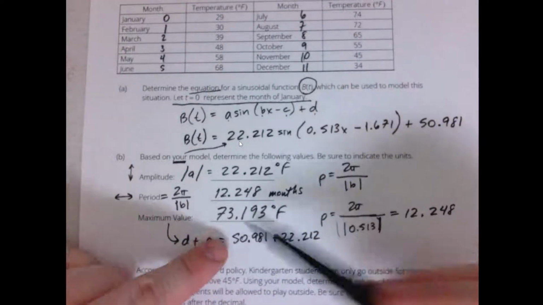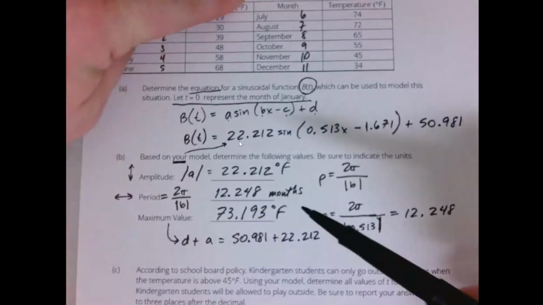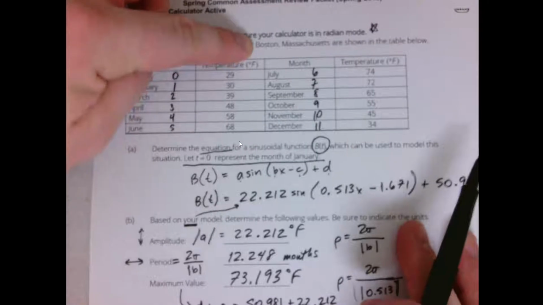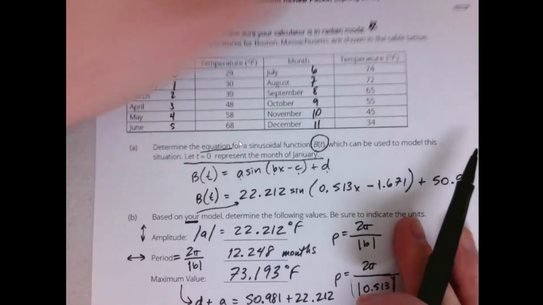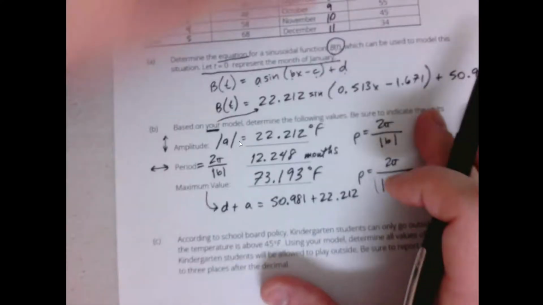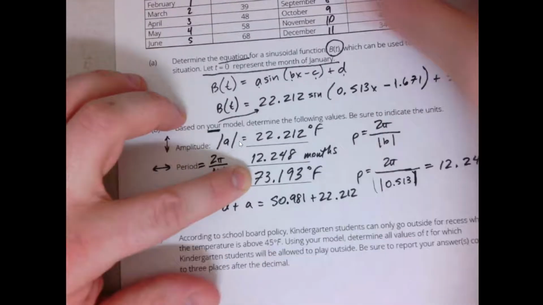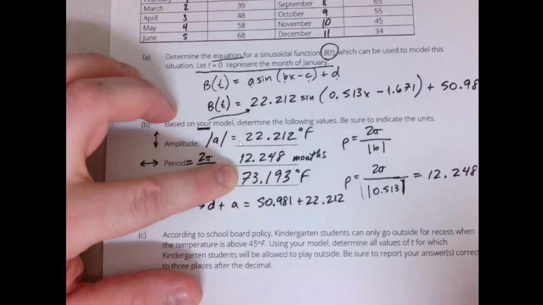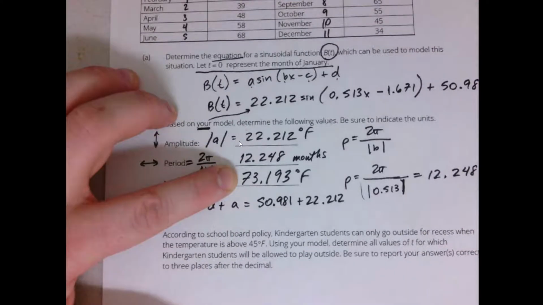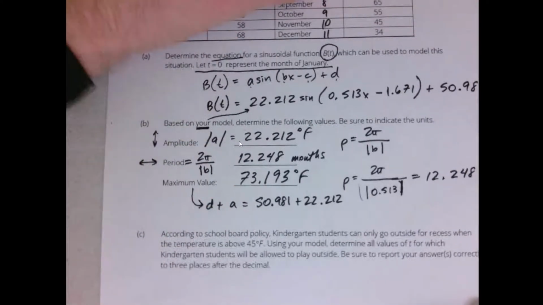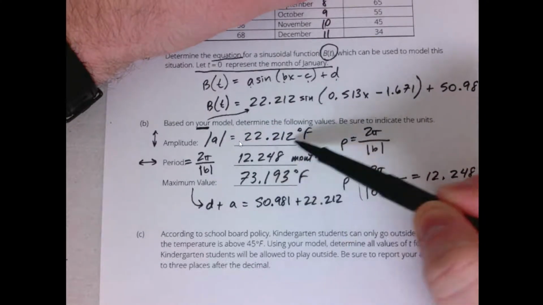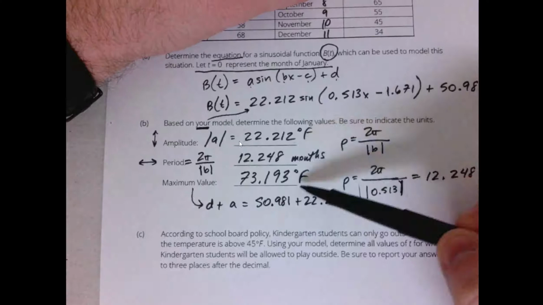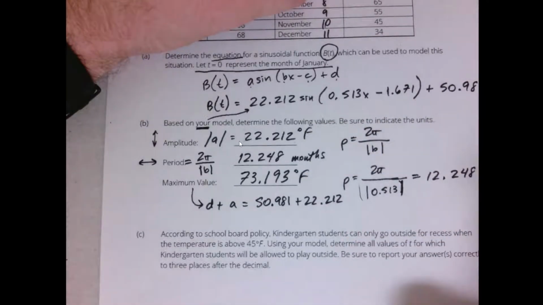So the maximum temperature for Boston, Massachusetts, remember this is what my model is doing. It's modeling temperature for the year in Boston, Massachusetts. So according to my model, the maximum temperature every year in Boston is about 73 degrees Fahrenheit. Okay, for this part you'd have to have all three of these rounded to 3 decimal places, of course, and units on all three of them.